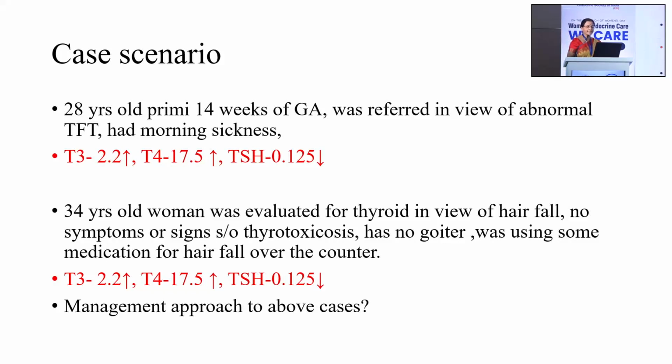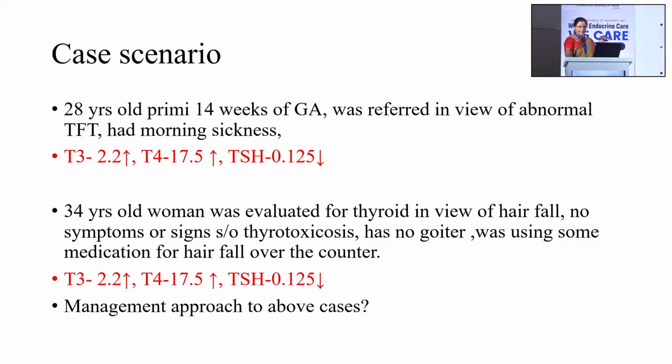Another case scenario is similar. A 34-year-old woman was evaluated for thyroid in view of hair fall, with no symptoms or signs. She was absolutely fine, no symptoms suggestive of thyrotoxicosis, and no goiter. She was using some over-the-counter medication for the hair fall. Again T3, T4 are elevated and TSH is suppressed. Look at the TFTs, which are similar, but the background scenario is a little different.